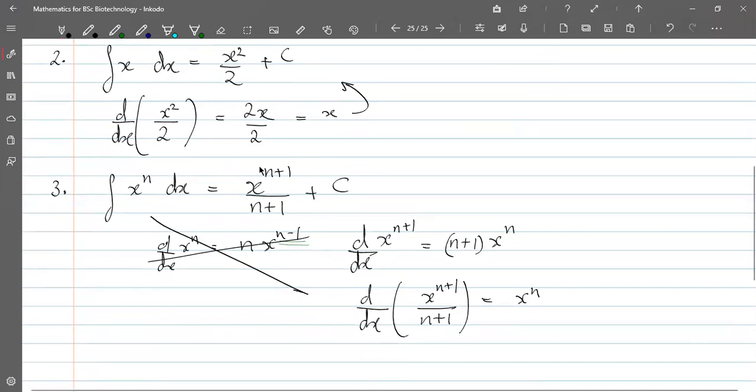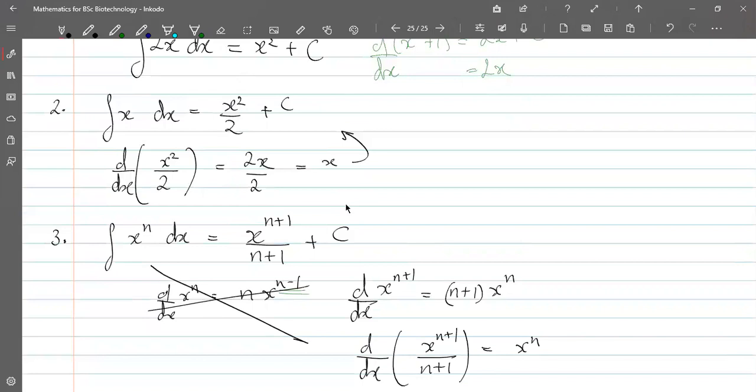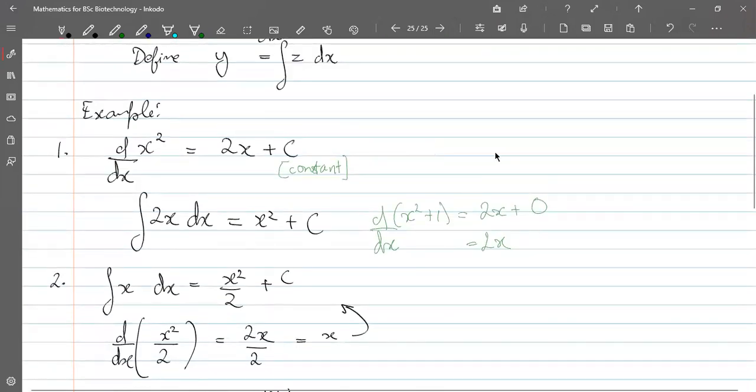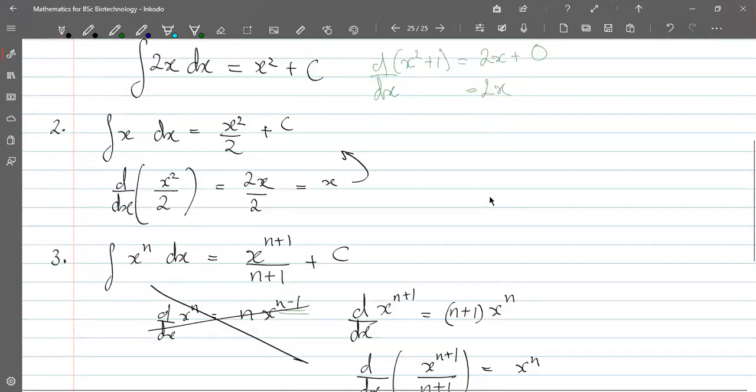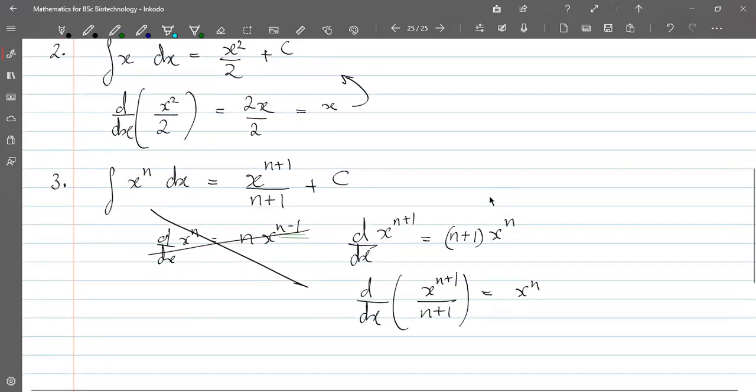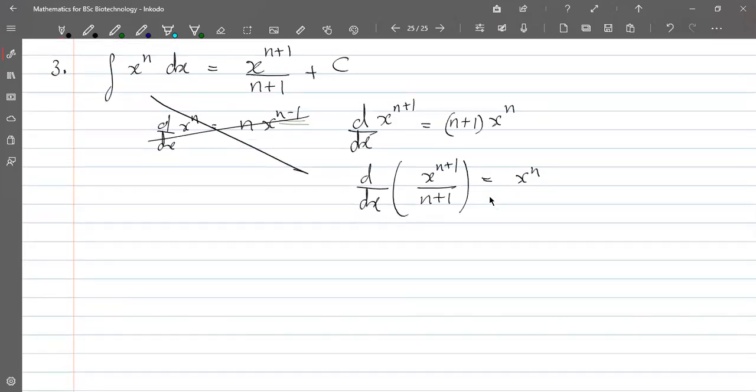So this is the most general antiderivative, where the meaning is that you can put any value here, and you get one possible antiderivative. The reason is that the derivative of a constant is 0. So you can add the constant to any antiderivative and get another antiderivative. All right. Now let's look at some more antiderivatives.